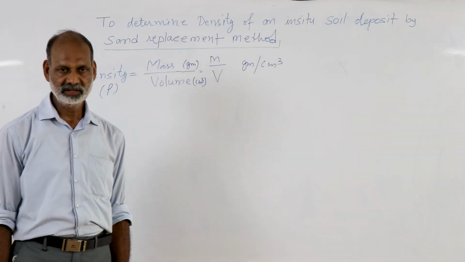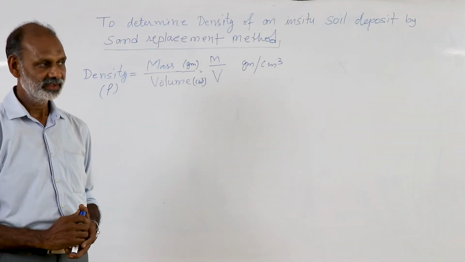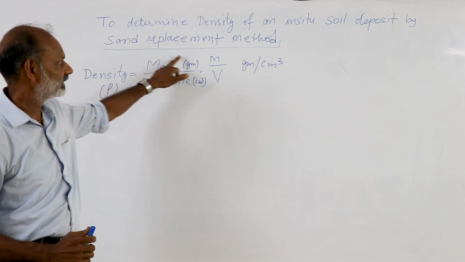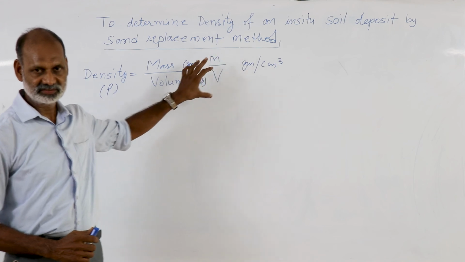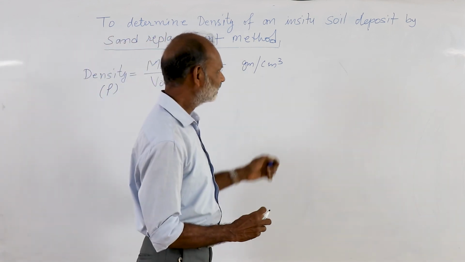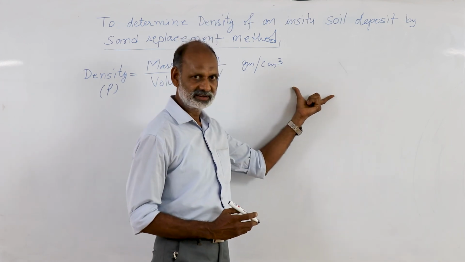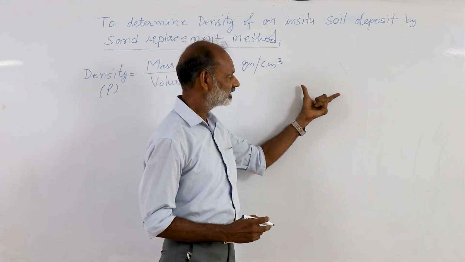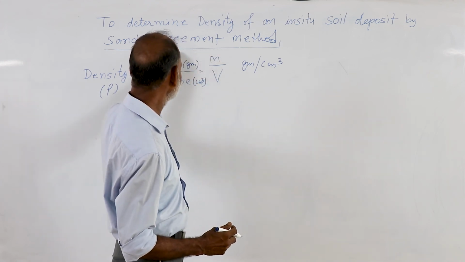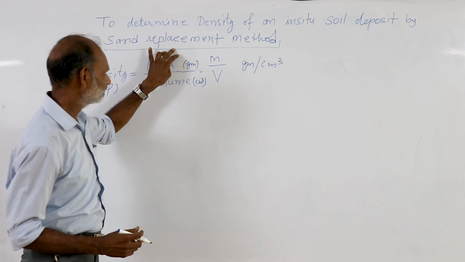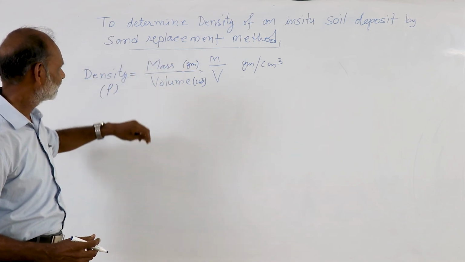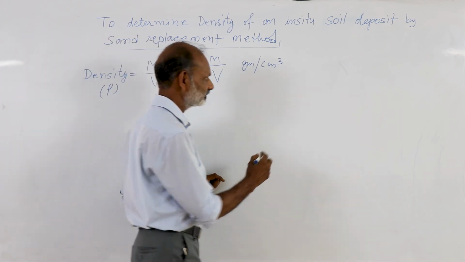So this is the practical for determining in situ density of a soil deposit by sand replacement method. In this test, we determine the density of a soil sample in the field by sand replacement method. This is the apparatus, in which we use a particular standard sand in a standard pouring cylinder.